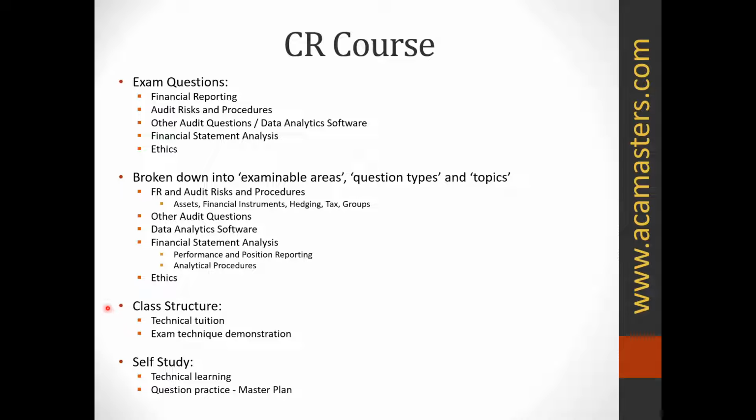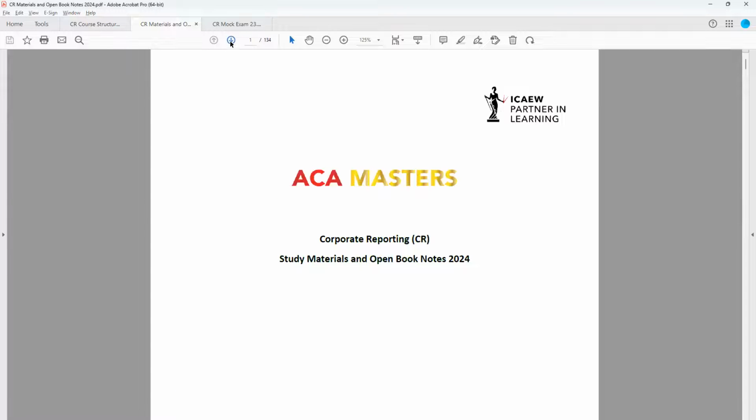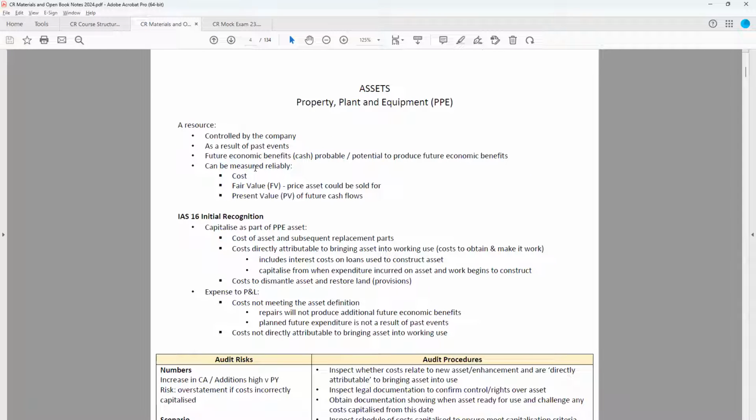So as we said, we'll start with assets. I'll teach you the key technical content for assets. I'll then work through a series of questions on assets, showing you how to apply that content in the exam and the exam technique to use. After the class, you can go away and make sure you've understood that technical content. And then most importantly, you can go and practice some other questions on assets so that you can practice that exam technique that I have demonstrated.